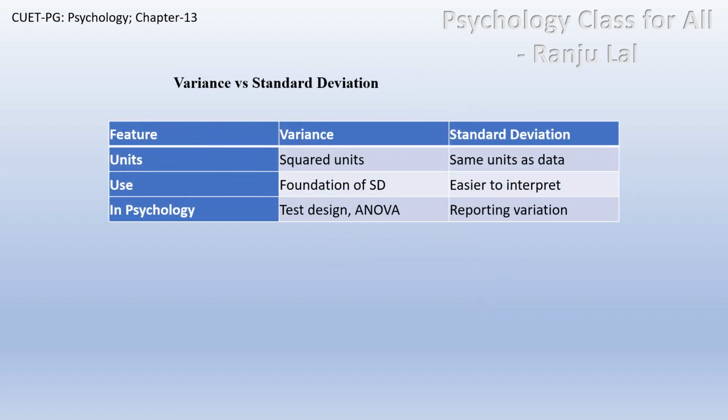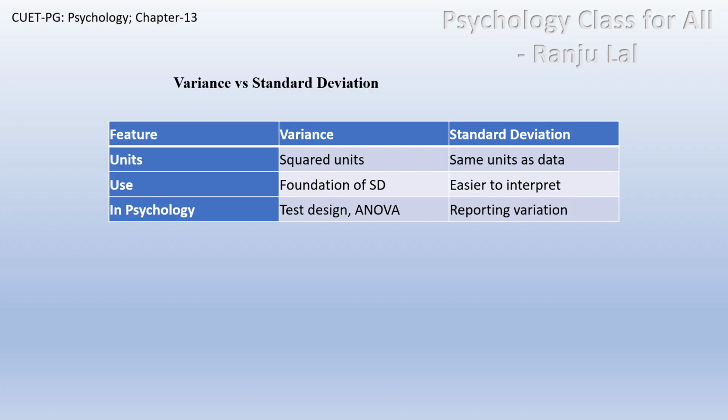Now, there is a comparison of variance versus standard deviation that we will be learning in the next class. Some features: variance has squared units and standard deviation has the same units as the data. Variance is the foundation of SD. On the basis of the variance formula, we calculate the SD with a more refined version of the formula. Standard deviation is much easier to interpret.